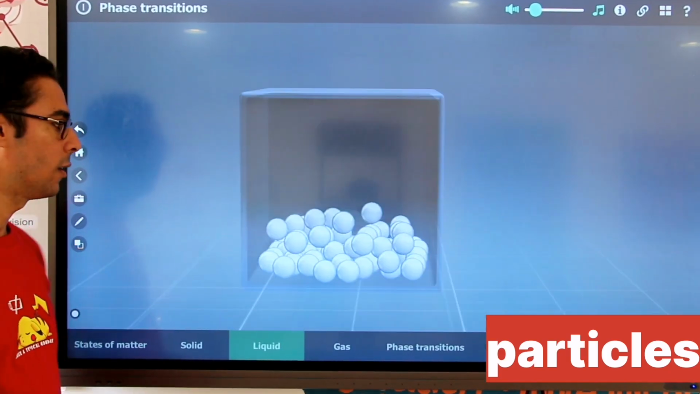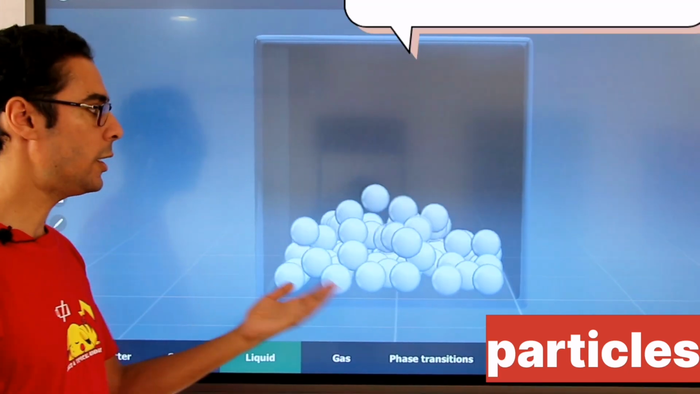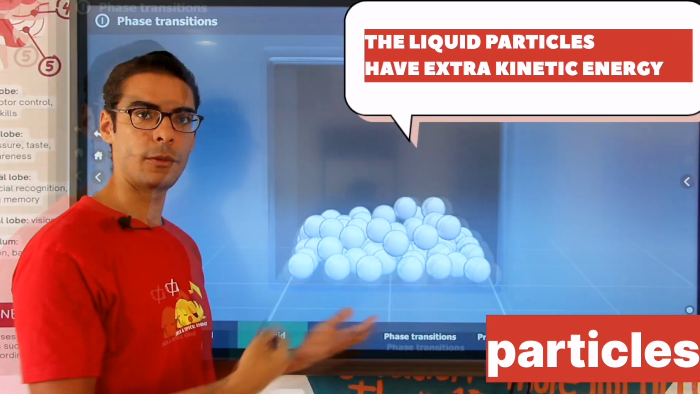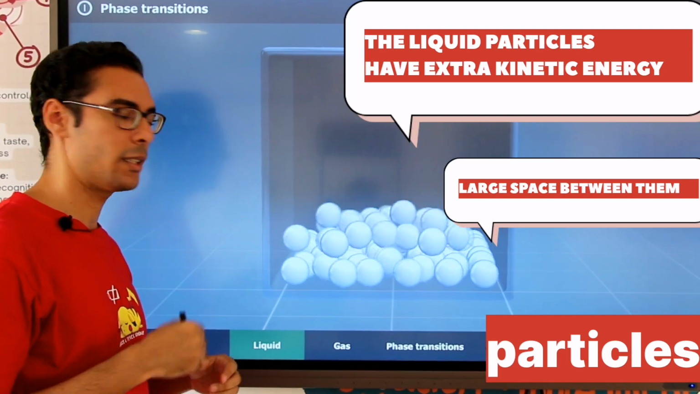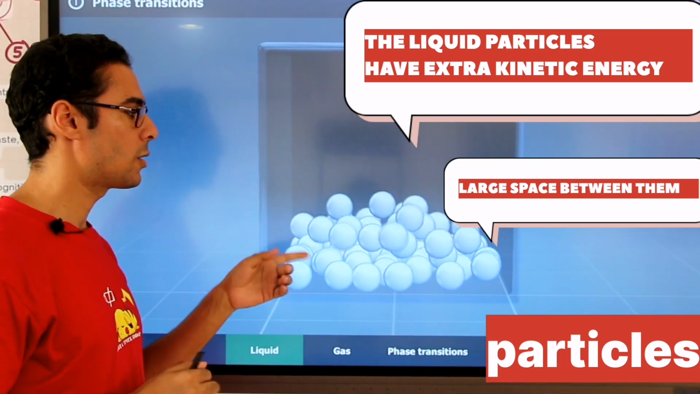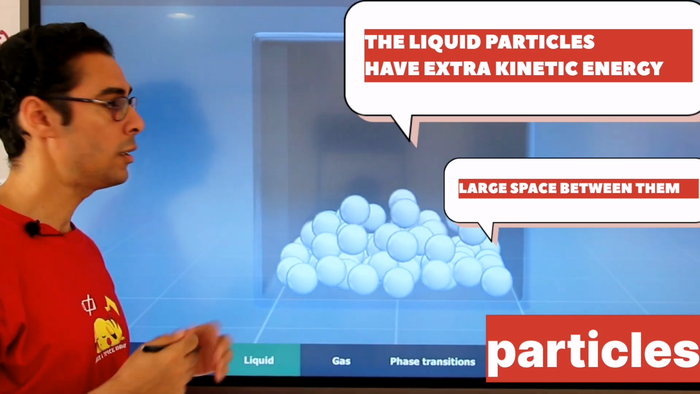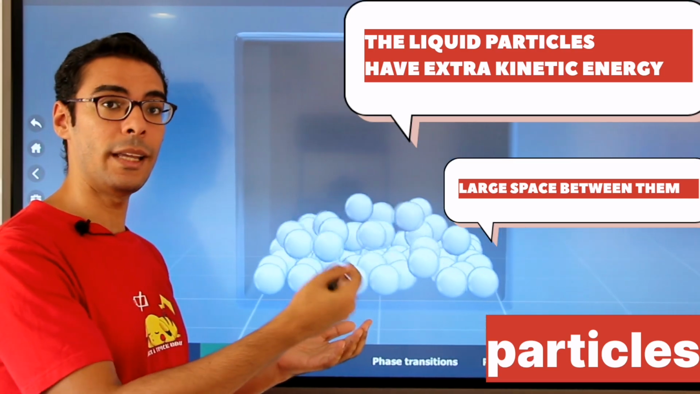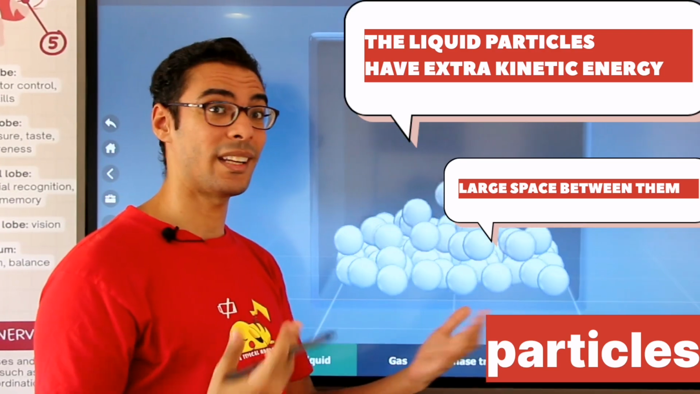Let's go in. In front of you here are the particles of the liquid. Look and tell me, how do they behave? How do they act? It seems like they are moving faster than the particles of the solid. So they have more kinetic energy. They are moving more freely than the solid. Here the particles have larger space and more kinetic energy.